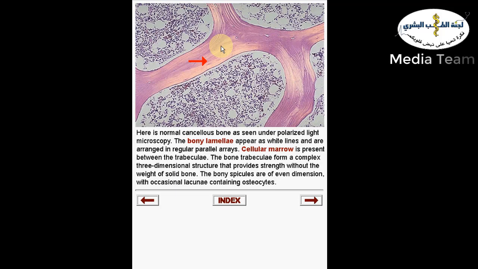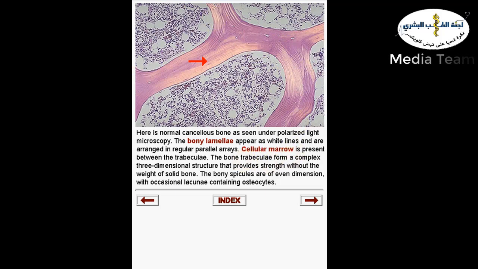Lamellated because under polarization we will have this bone lamellae. You can appreciate these lines. White lines are actually the osteoid trabeculae, and they are parallel to each other and going in the same direction. That tells us that this is a mature, benign, normal bone.